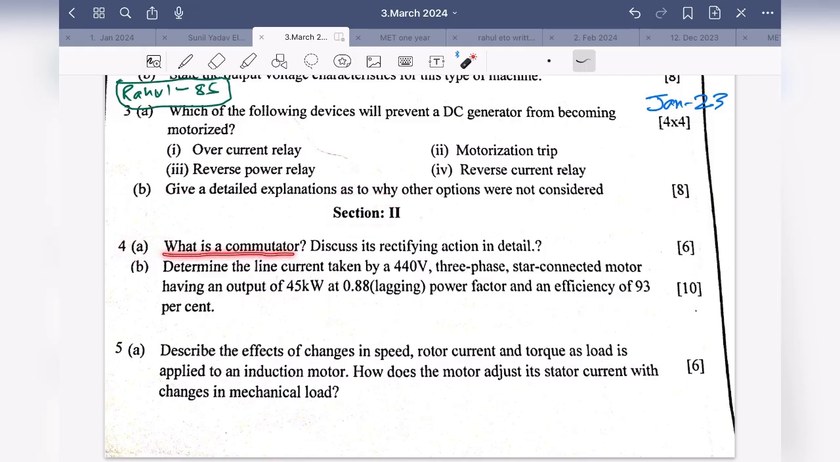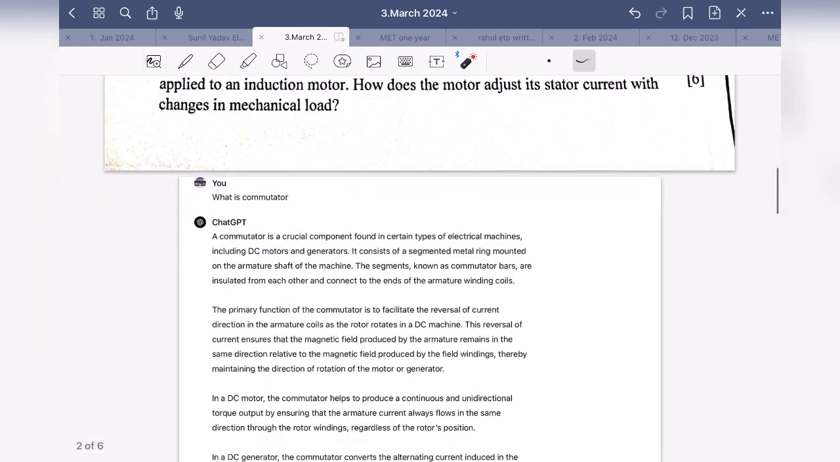What is commutator? Discuss its rectifying action in detail. B. Determine the line current taken by a 440 volt 3-phase star connected motor having an output of 45 kW at 0.88 lagging power factor and an efficiency of 93%. 10 marks for the numerical and 6 marks for the theory. So let's start with what is commutator.